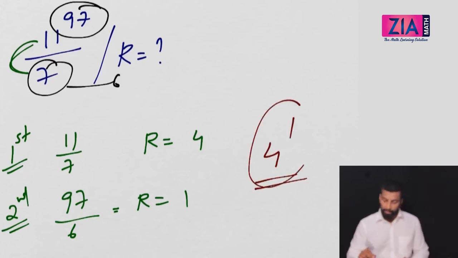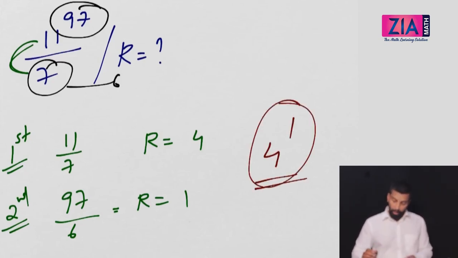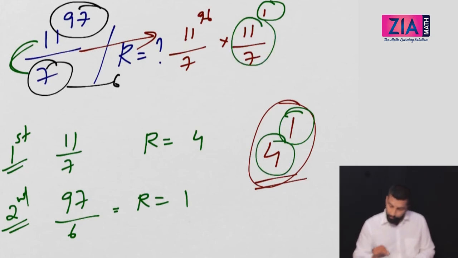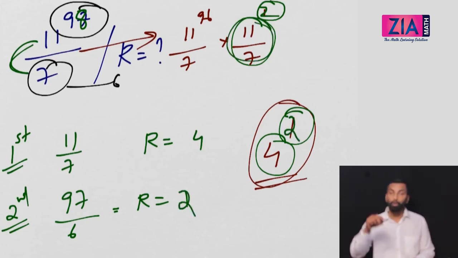Now your answer will be 4 raised to 1. Why? Because you write this as 11 raised to 96 by 7 into 11 raised to 1 by 7. Now why this 1? Because here it is 1. Why this 4? Because this is 4. What if it was 98? The remainder becomes 2, so the power will also become 2. Then 11 by 7, 2 times: 11 by 7 into 11 by 7. So that's why 4 raised to 2.